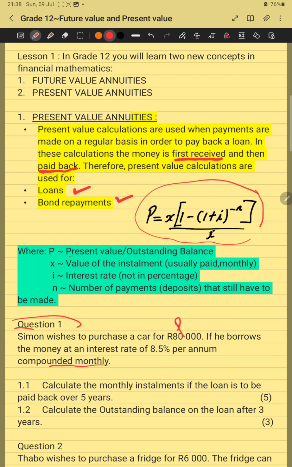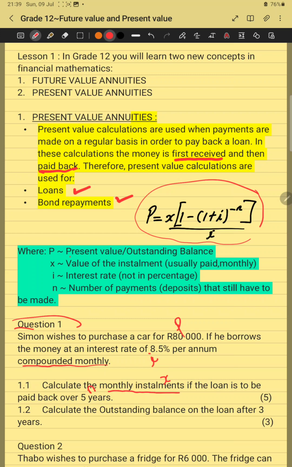And then he borrows the money at an interest rate of 8.5%. So that one, it is I, the interest rate. Okay, what else do we know here? Nothing, meaning that we are going to use this compounding period to multiply the number of years. All right, now let's check the first question. Calculate the monthly installment, which is X, if the loan is to be paid back over 5 years. So here is the number of years.